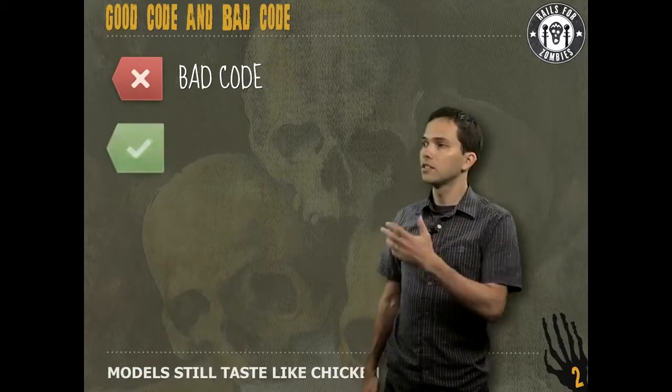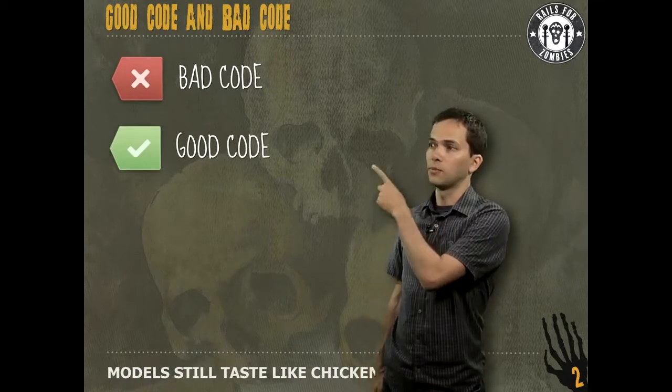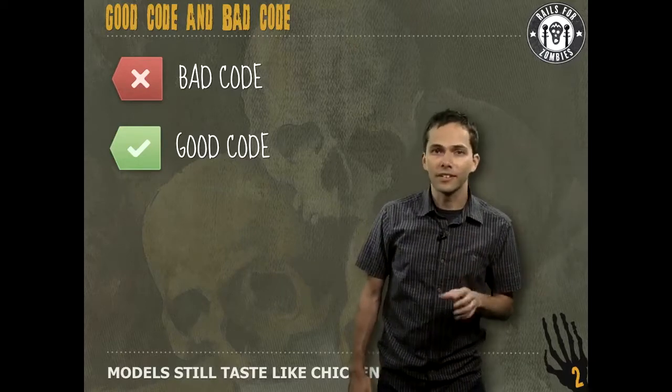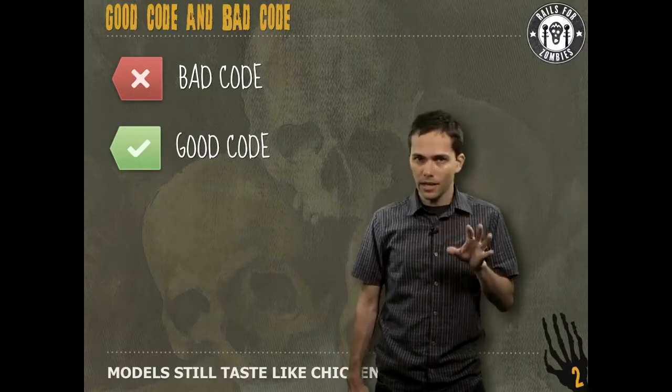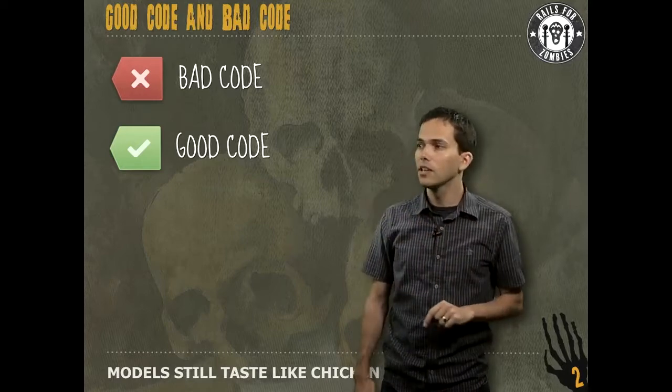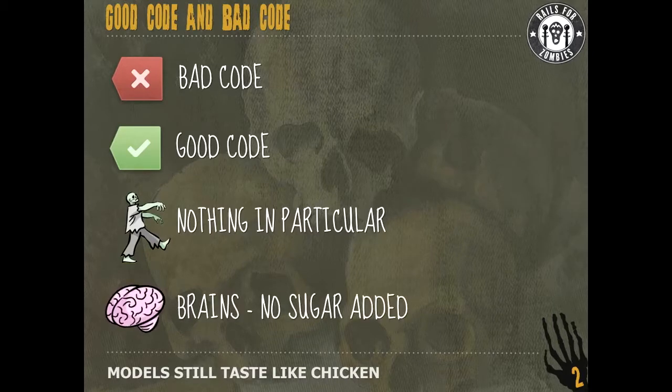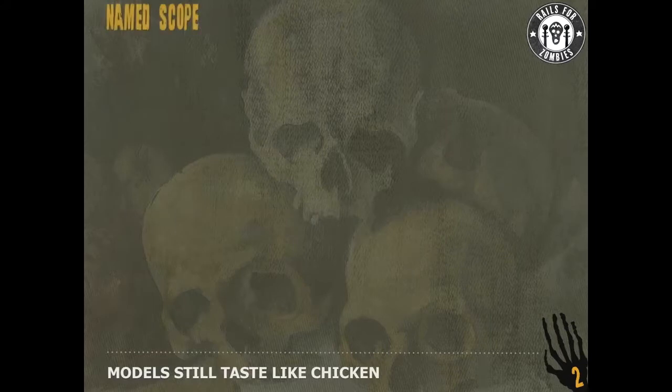Throughout these slides, you're going to see some symbols, one for bad code, one for good code. That's for your reference. If you go through the slides later and you need to figure out which is the bad code and which is the good code, just look for these symbols. You also might see some zombies wandering through these slides. They don't mean anything in particular. And you might also see some brains, which means don't get too hungry, but it is organic and no sugar added. So let's jump into name scope.